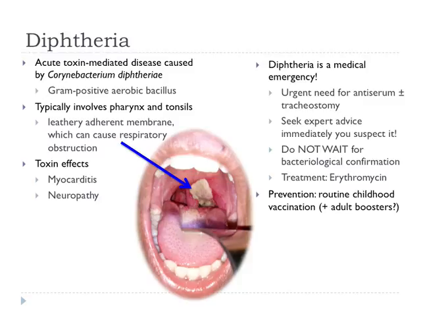So if you ever see it, don't hang around and wonder what to do next. Seek expert advice immediately and start treating with erythromycin as quickly as possible. The erythromycin probably doesn't do too much to control the infection once it's established, but it will prevent shedding of the organism. And we can prevent this. It is prevented by routine childhood vaccination.